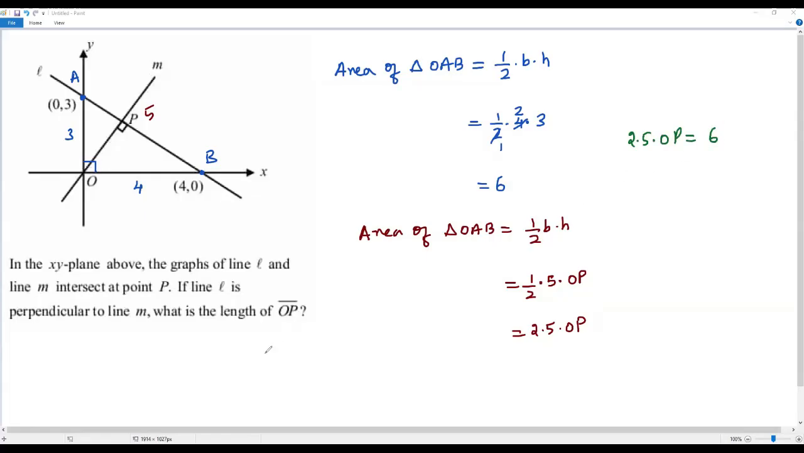Okay, my aim is to get the length of OP. So I have to solve for OP in this equation. For that, let me divide both sides by 2.5. When I do so, the 2.5 and 2.5 will cancel out. Then OP equals 6 divided by 2.5. When I divide 6 by 2.5, I am getting 2.4. So the length of the line segment OP is 2.4.